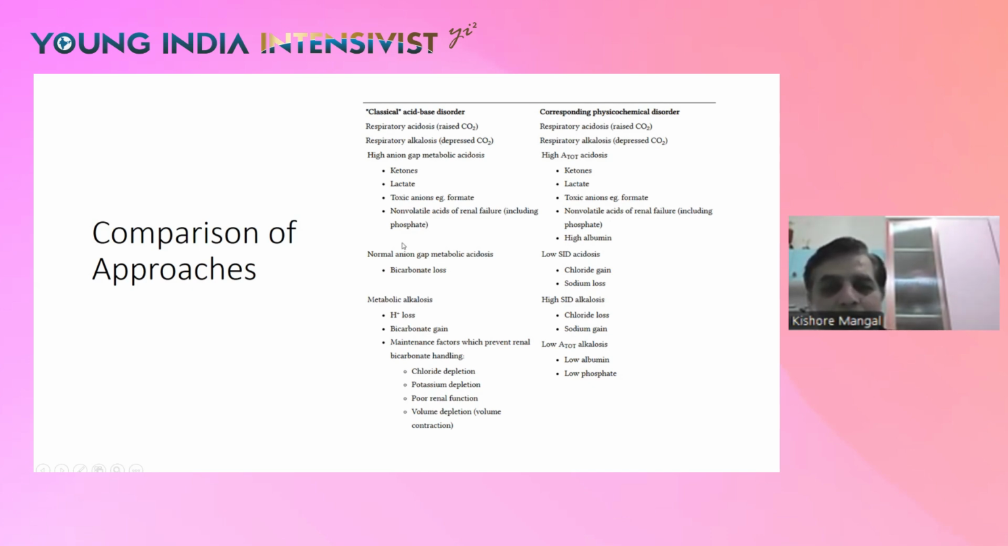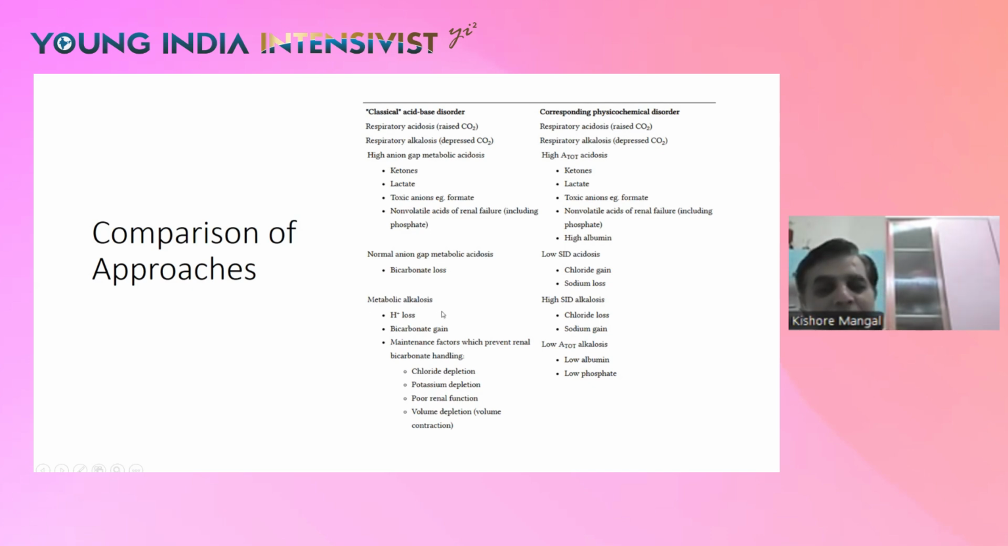The other can be normal anion gap metabolic acidosis, which is bicarbonate loss. This bicarbonate loss actually happens because of low SID acidosis. So acidosis is because of two things, high ATOT or low SID. Low SID is either chloride has increased or sodium loss is there.